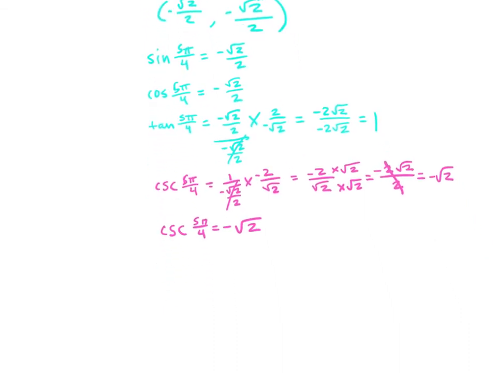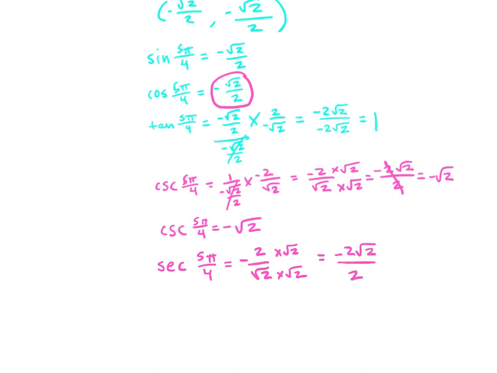Okay, next we have the secant. So we know that secant is 1 over x. We also know it's the reciprocal of cosine, so we can just flip this. So it would be negative 2 over square root 2. Then we have to rationalize, so we multiply the top and the bottom by square root 2. Negative 2 square root 2 over 2. The 2's cancel out. Negative square root 2.